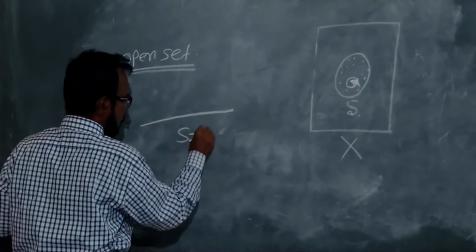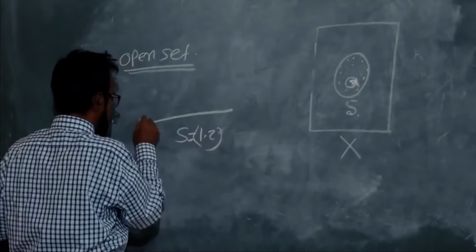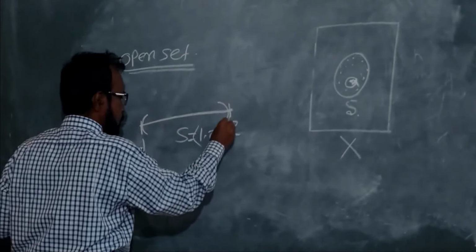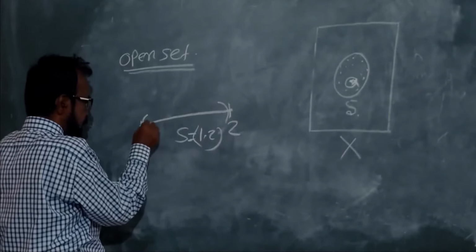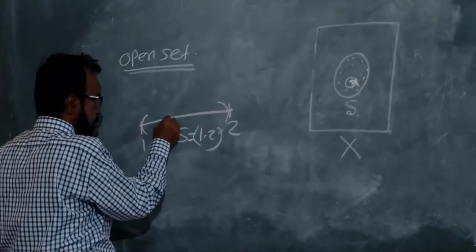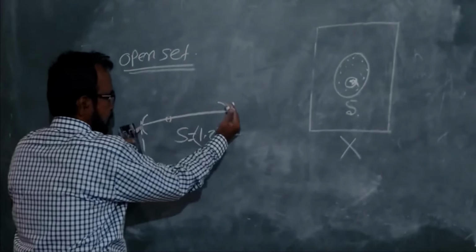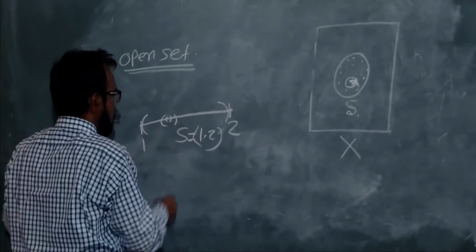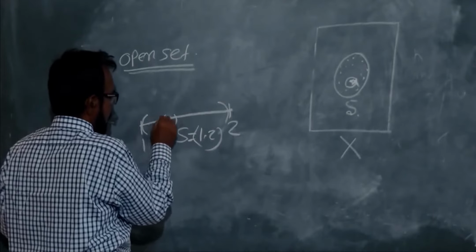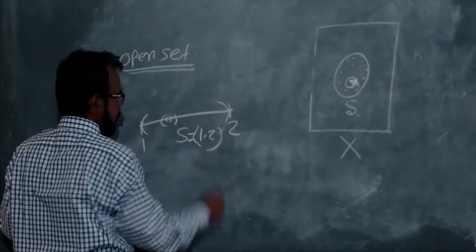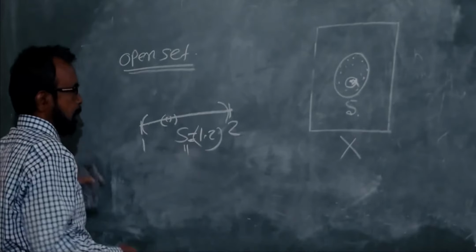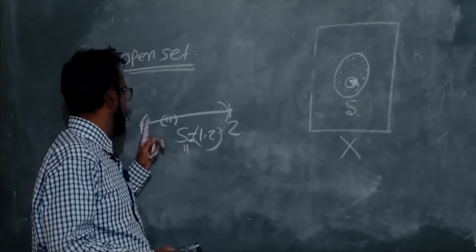Suppose S is equal to the open interval from 1 to 2. This point is 1, this point is 2. Each point is an interior point. There must exist a neighborhood which is a subset of that set. There must exist a neighborhood which is a subset of that set. So each point is an interior point. S is open. A set is called open if every point is an interior point.